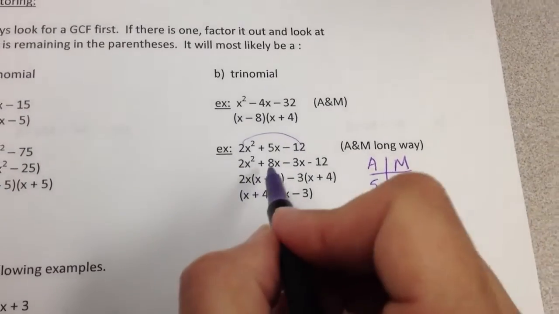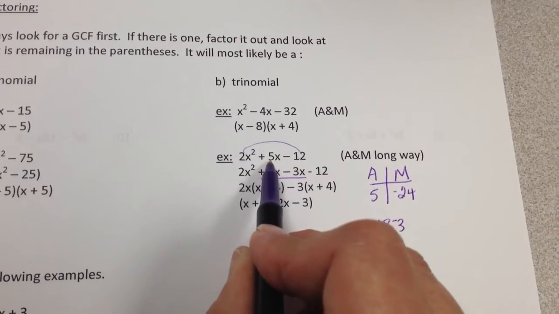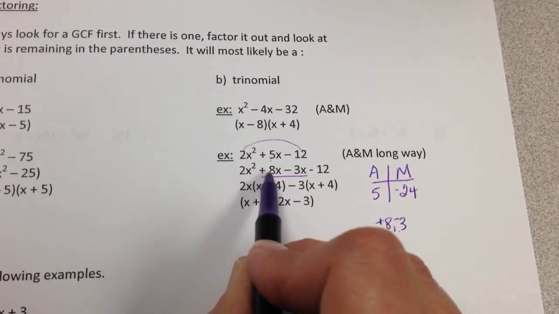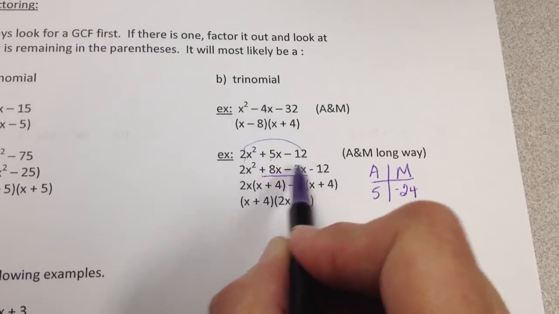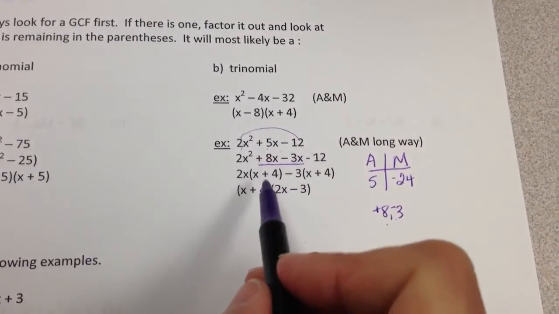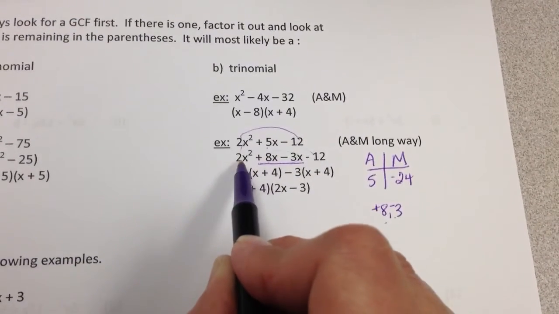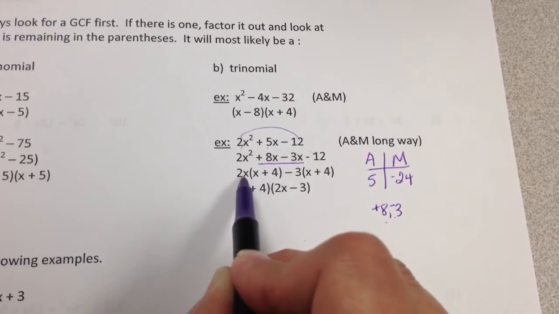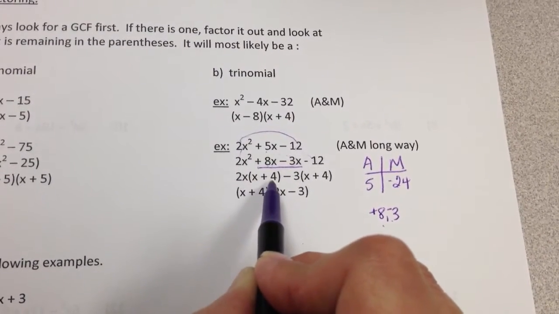Okay, what we then do is use those two coefficients right here to replace our 5x. So we write it as 2x squared plus 8x minus 3x minus 12. We brought down the first and the last, just replaced the middle terms. And then we found what's common. What's common right here between 2x squared and 8x is a 2x. So again, we're factoring out a GCF right here, leaving us x plus 4.